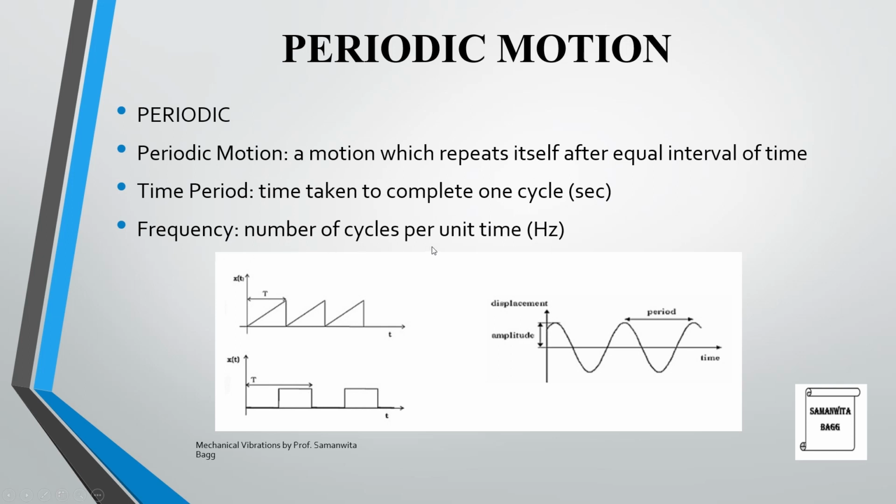Frequency is the number of cycles per unit time. So in a unit time, how many cycles are going to be completed is nothing but the frequency, and it is measured in hertz. Now this is one form of input. These two forms of input can also come to the system. This is called a ramp input and this is called a step input.